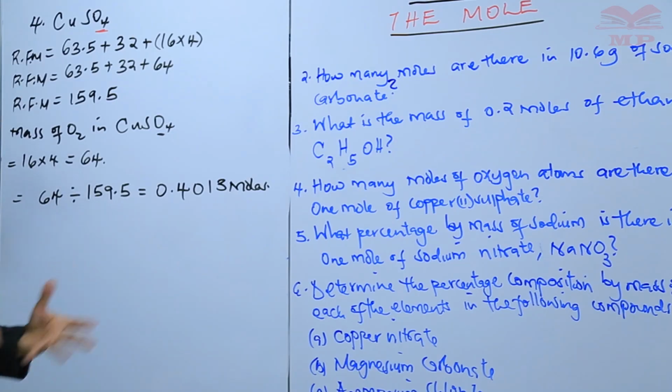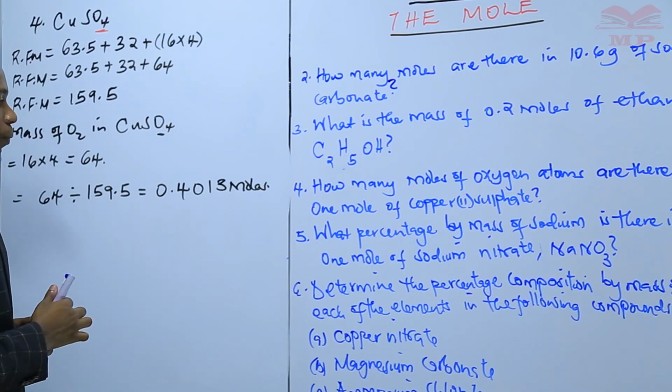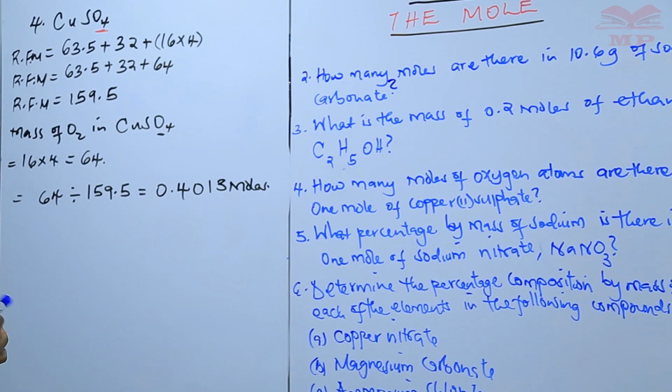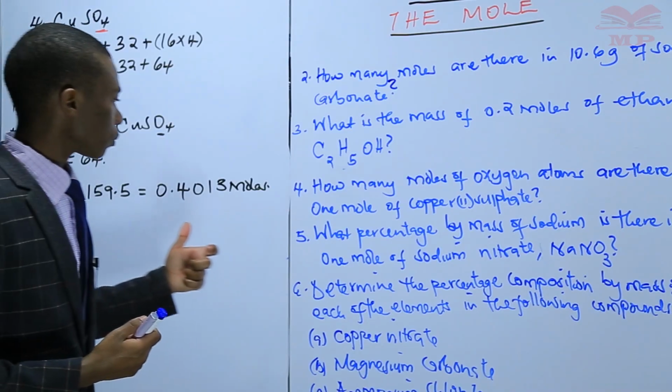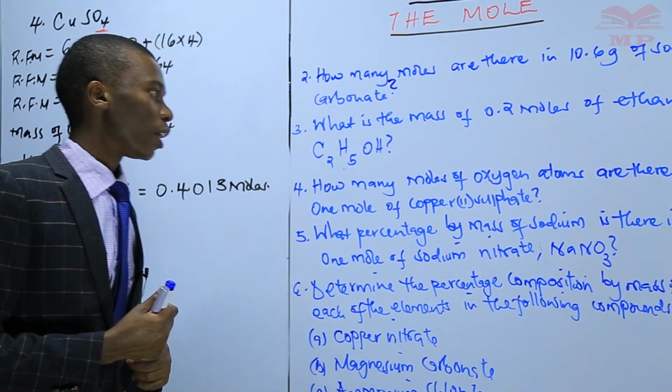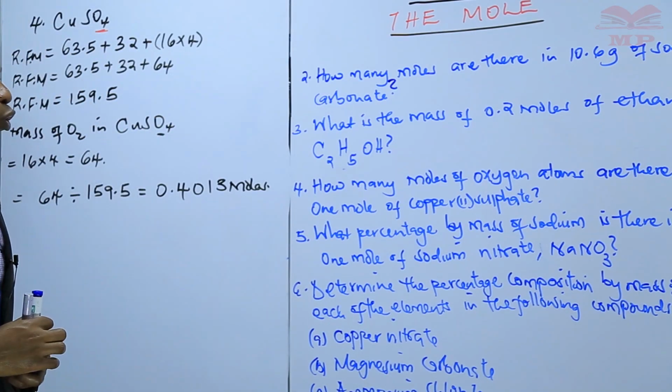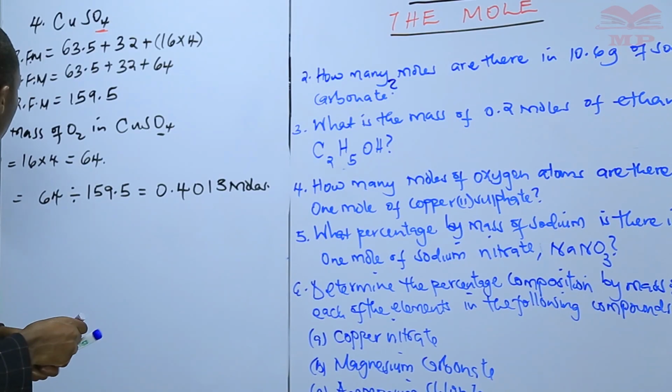And the last question is question number 5, which we are going to do, and then I believe number 6 is so simple for you. You can be able to determine the percentage composition by mass of each of the elements in the compounds. Question number 5 is, what percentage by mass of sodium is there in 1 mole of sodium nitrate?